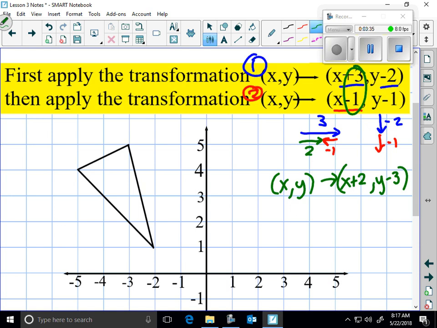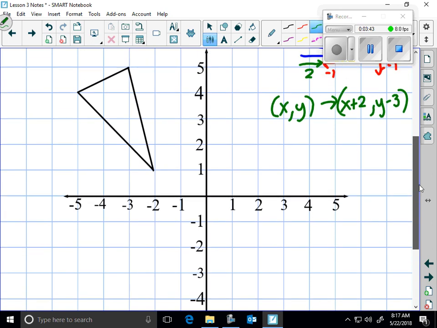All right, I got my first transformation, second transformation, combine them. So I'm going to take the xy coordinates here. I'm going to shift them to the right 2 and down 3. Check this out. I'm going to take this point.